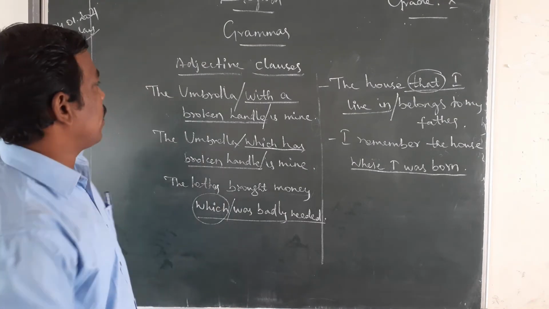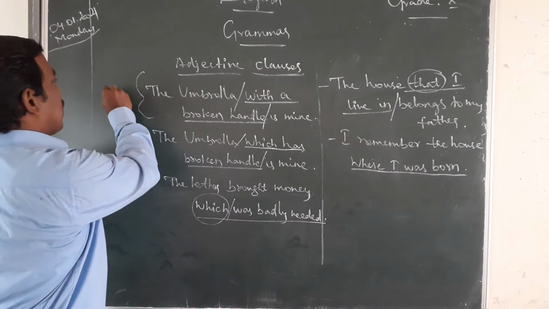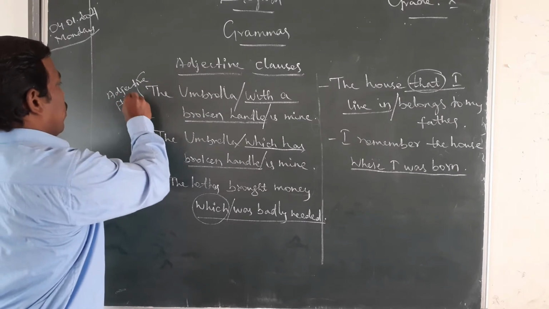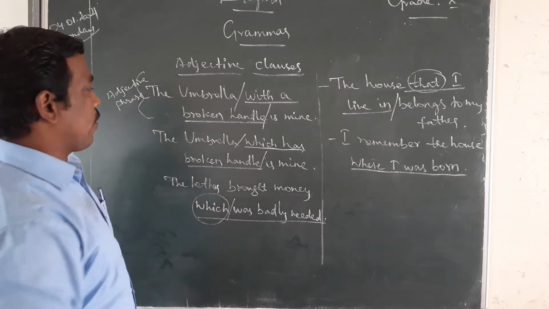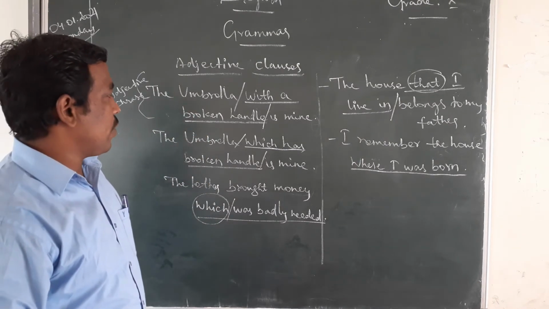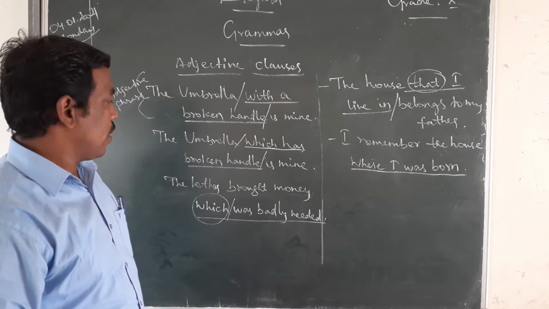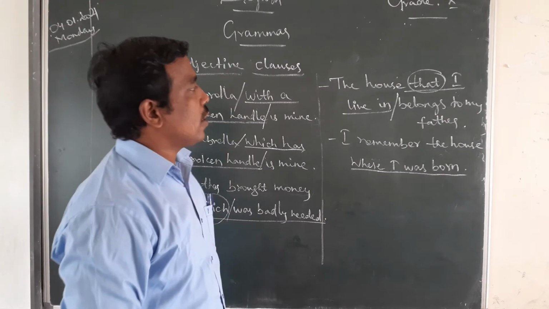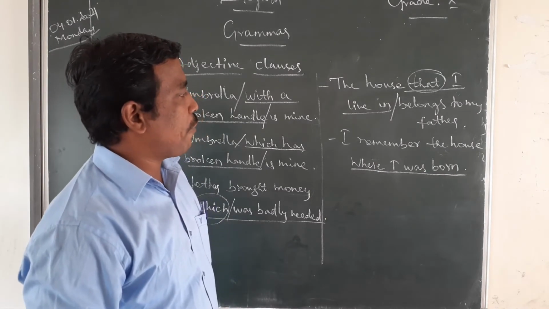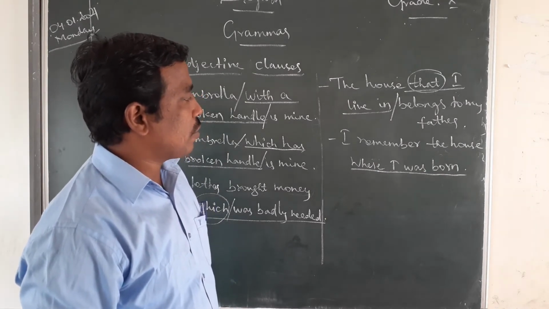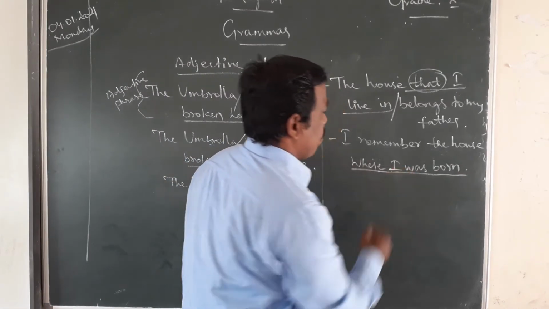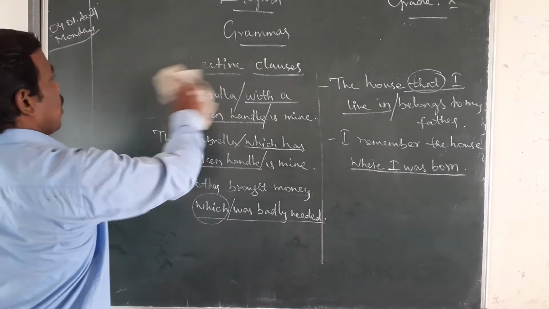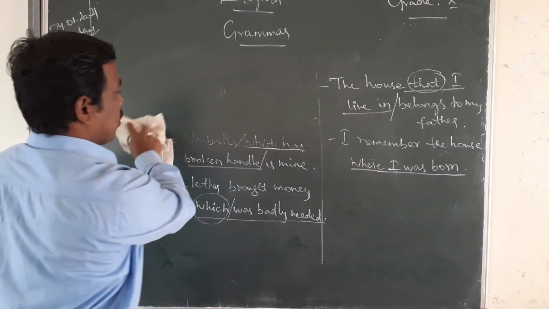Umbrella with a broken handle. This is, don't get confused, an adjective phrase. The umbrella which has a broken handle is mine. The letter brought money which was badly needed. The house that I live in belongs to my father. I remember the house where I was born. One more clause is there, that is the noun clause. We will see the noun clause.